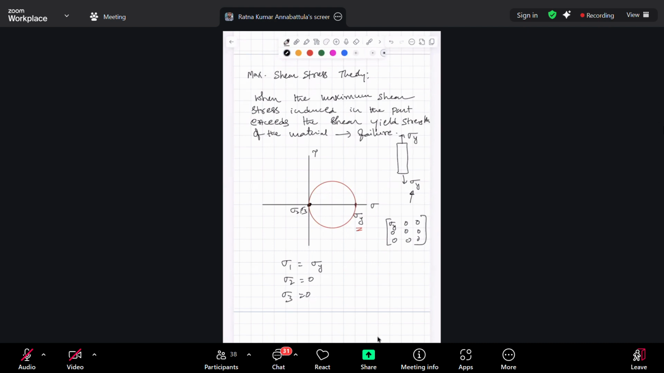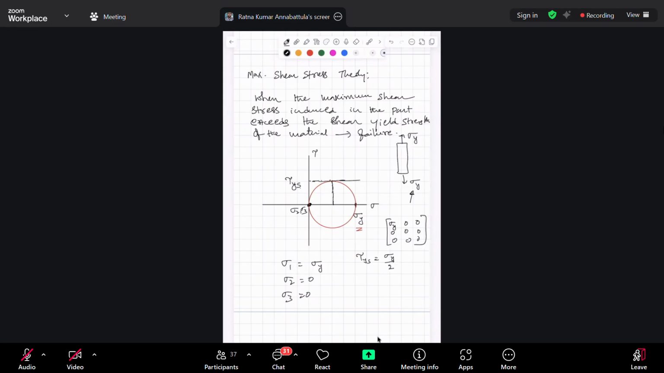Now, although you are applying a uniaxial tension test, this is your maximum shear stress, but that maximum shear stress is at the onset of yielding. That is your shear yield strength, tau y, or I would call it tau ys, yield strength in shear. That will be equal to what? So tau ys is half of sigma y, sigma y by 2, isn't it?